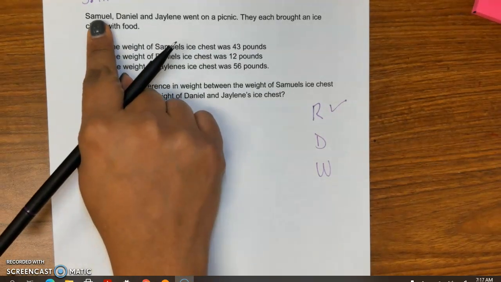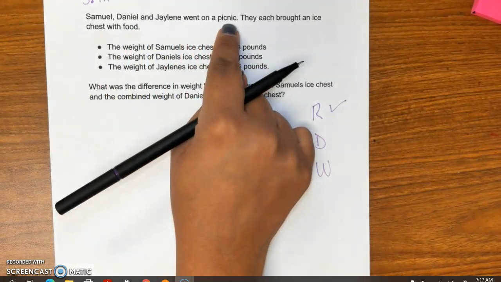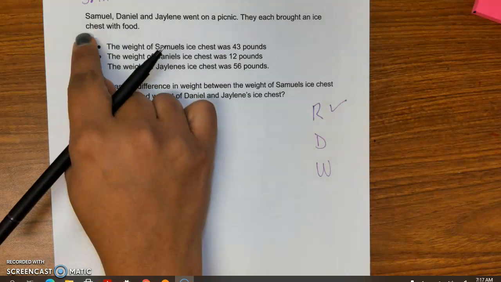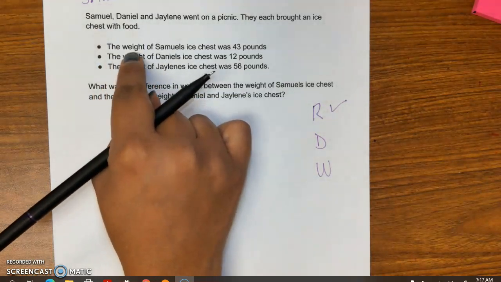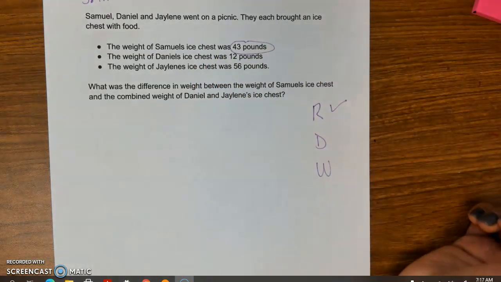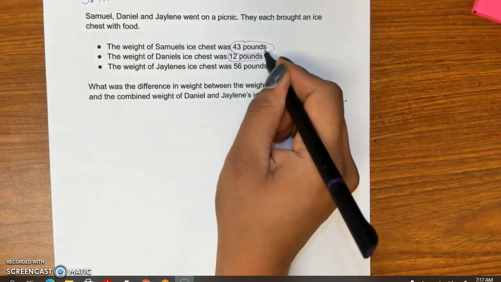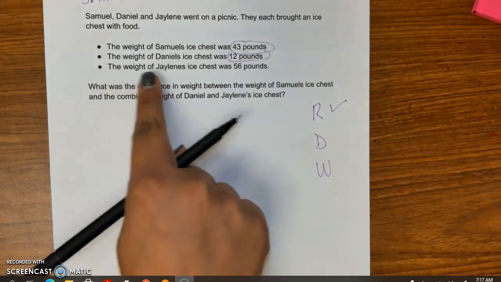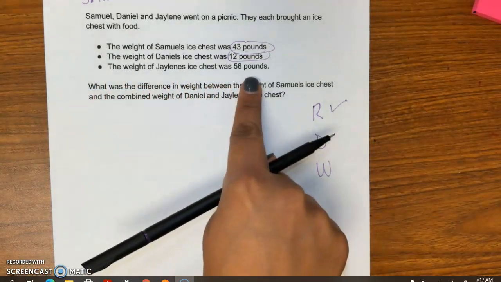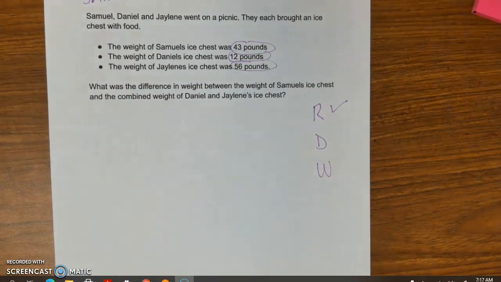So let's read again. Samuel, Daniel, and Jaylene went on a picnic. They each brought an ice chest with food. The weight of Samuel's ice chest was 43 pounds. The weight of Daniel's ice chest was 12 pounds. The weight of Jaylene's ice chest was 56 pounds. Alright, so I have 3 people at this picnic with ice chests that look pretty heavy.